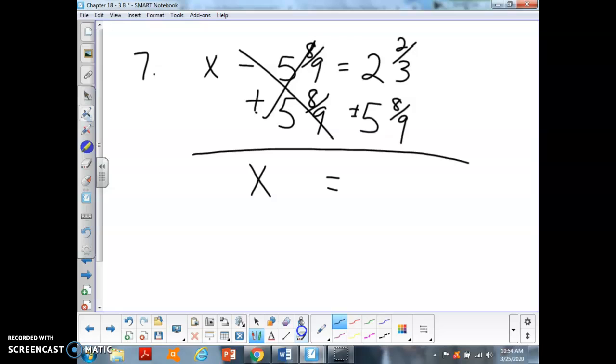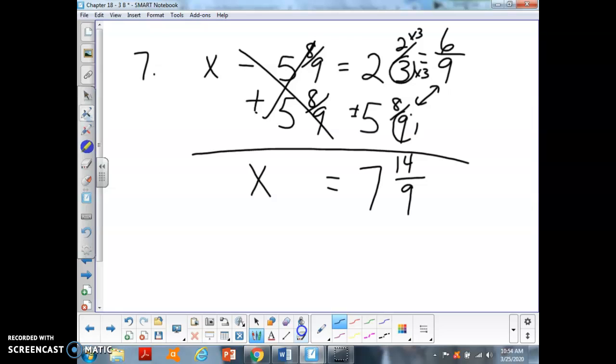We can't add 2/3 plus 8/9. Our denominators are different. So I need to change to a common denominator of 9. 3 times 3 gives me 9. So 2 times 3 is 6. Now I can add 6 plus 8. 6/9 plus 8/9 is 14/9. 2 plus 5 is 7.